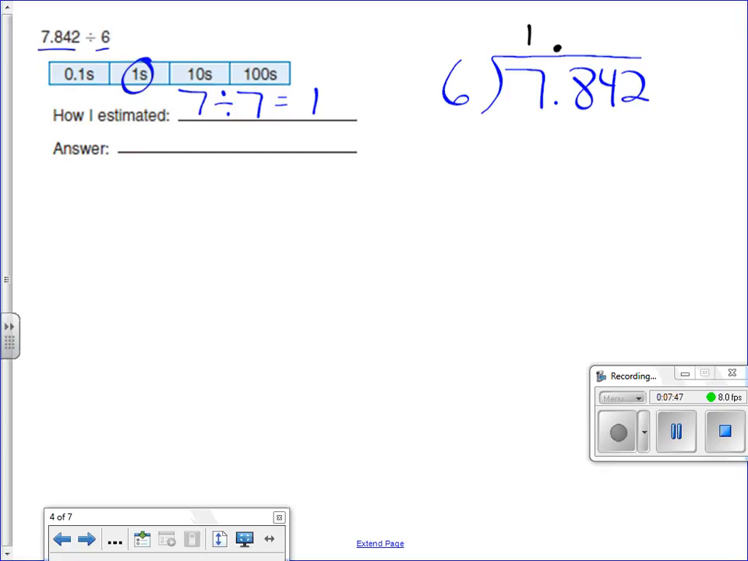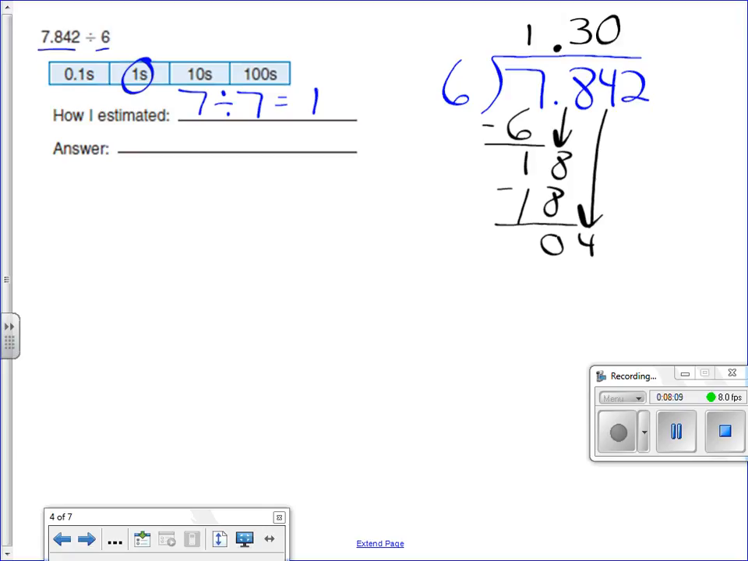6 goes into 7 one time. 6 times 1 equals 6. Go ahead and subtract. You get a 1. You bring down the 8. Same thing every single time. 6 goes into 18 exactly 3 times. 6 times 3 is 18. Go ahead and subtract. 0. Bring down the 4. How many times can 6 go into the number 4? Well, it can't. So I'm going to put a 0 here because 6 times 0 equals 0. Subtract. Got a 4. Bring down the 2.